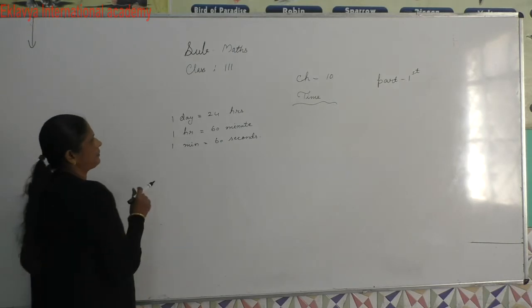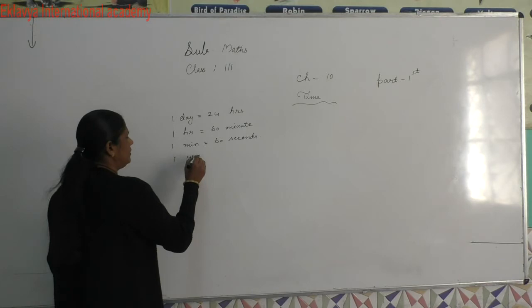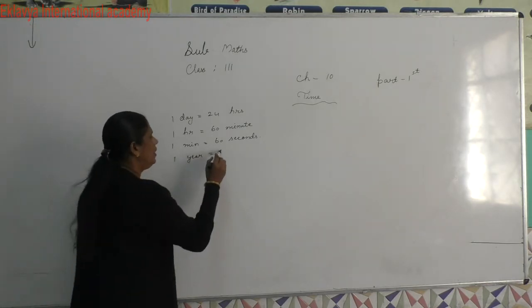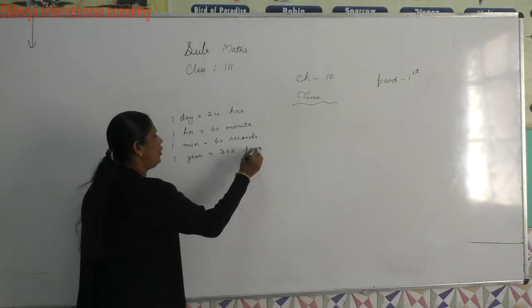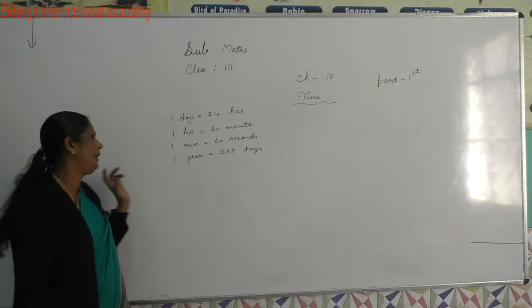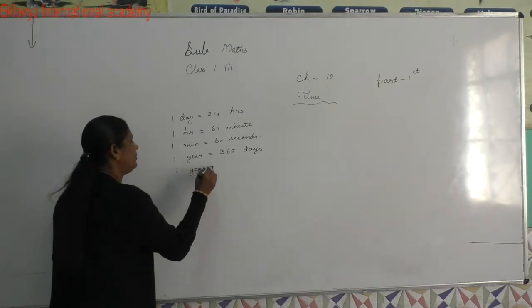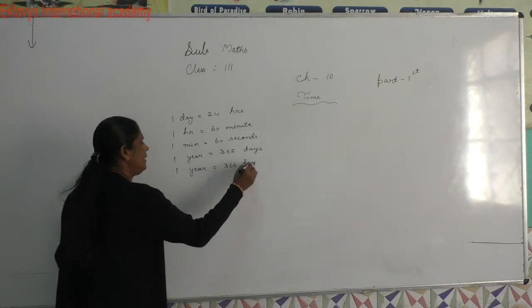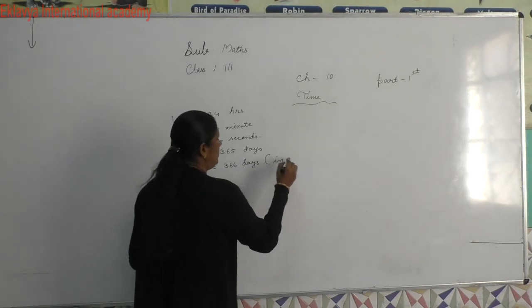Then 1 year is equal to 365 days in an ordinary year. Again, 1 year is equal to 366 days in a leap year.